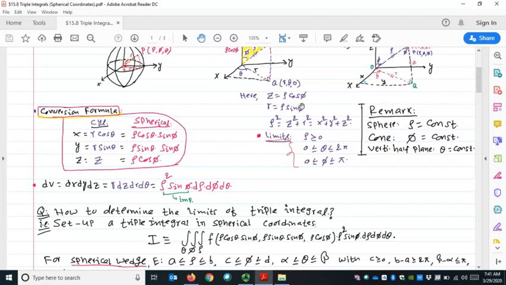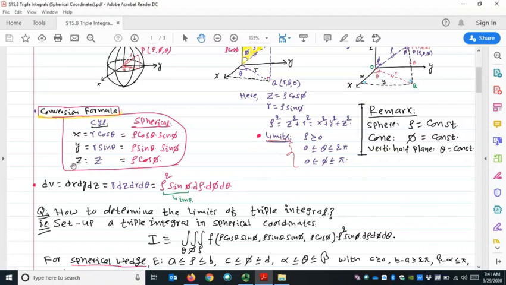Let's replace this r by rho sine phi. Then in spherical coordinates, our x is rho cosine theta sine phi. Similarly, y equals r sine theta in cylindrical coordinates. Replace this r by rho sine phi. Then in spherical coordinates, y equals rho sine theta sine phi.